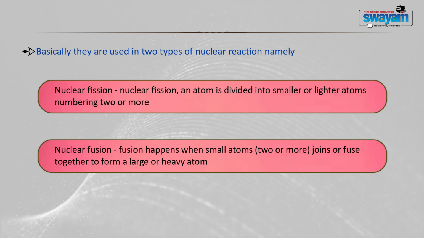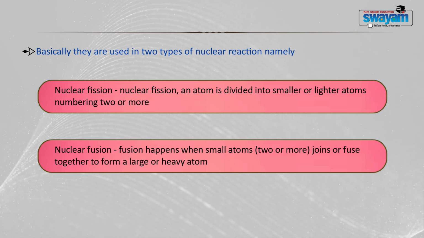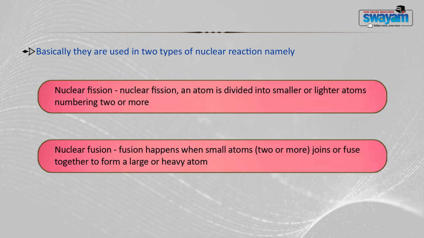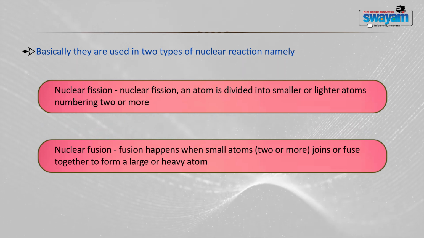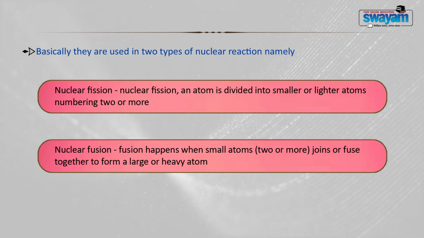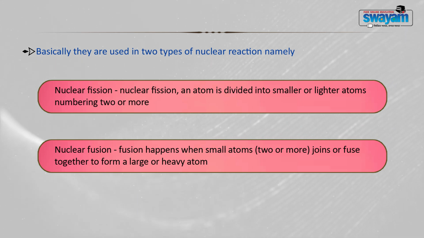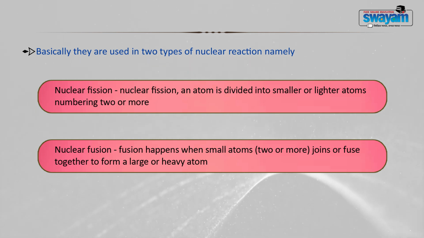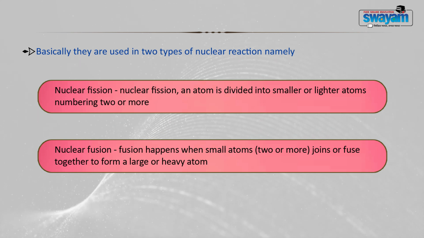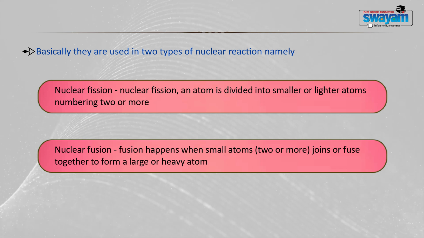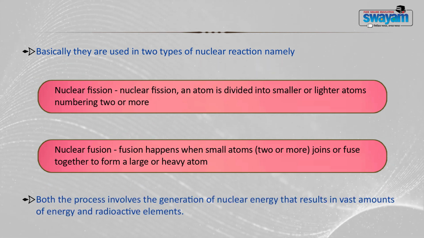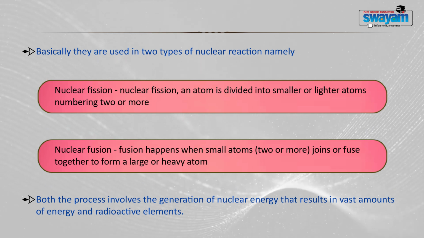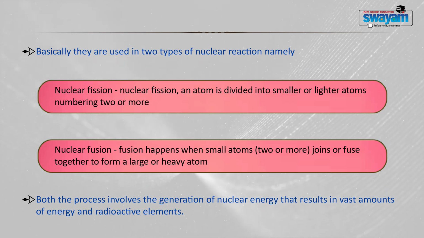Nuclear fusion, as the name indicates, is a process that takes place when 2 or more small atoms join together or fuse together to form a large or heavy atom. The best example of this is solar energy. At the sun, hydrogen isotopes combine or fuse with each other to produce helium nuclei, and in this process a large amount of energy is produced. Basically, both these processes involve the generation of energy, and result in vast amounts of energy and radioactive elements.